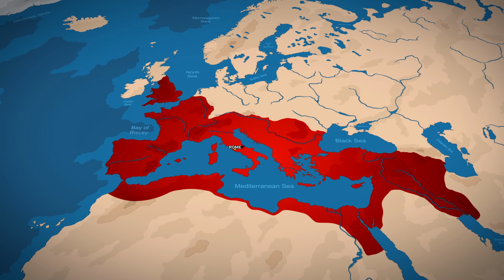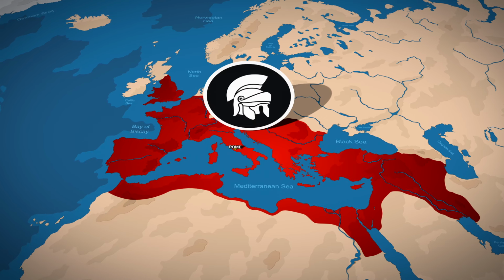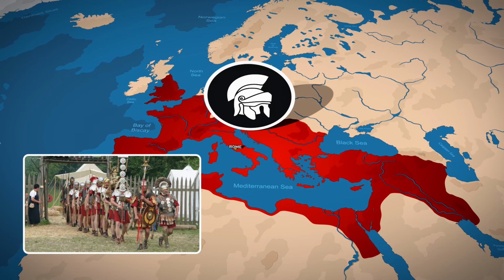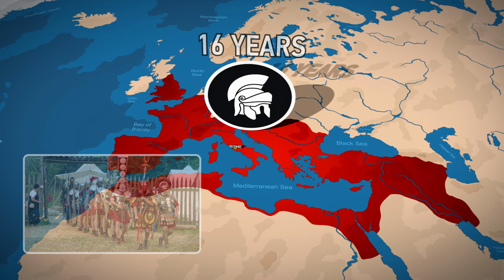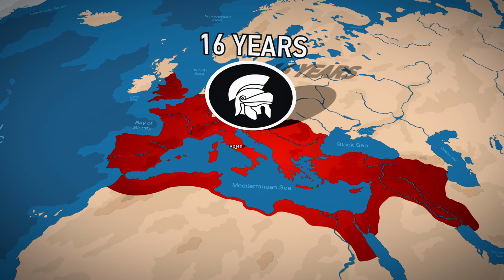What is the secret of the power of the ancient Romans? Above all, the Roman Empire relied on its powerful army. The Roman army, after the reforms of Gaius Marius, became professional. The soldiers signed a contract for 16 years, during which they devoted their lives to the service of Rome.